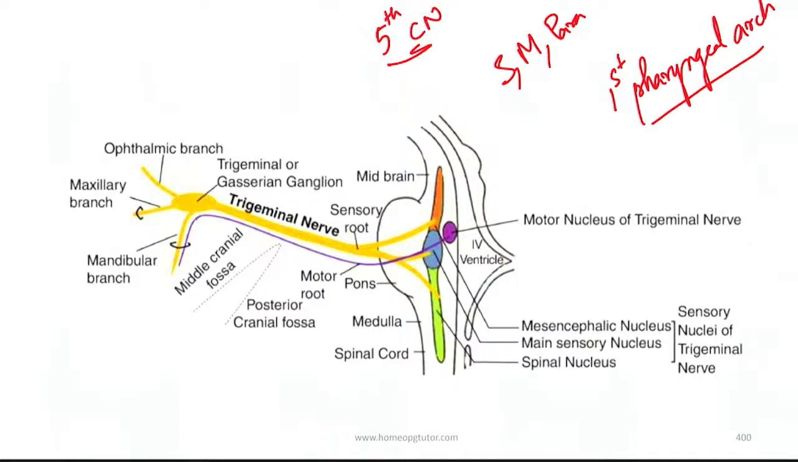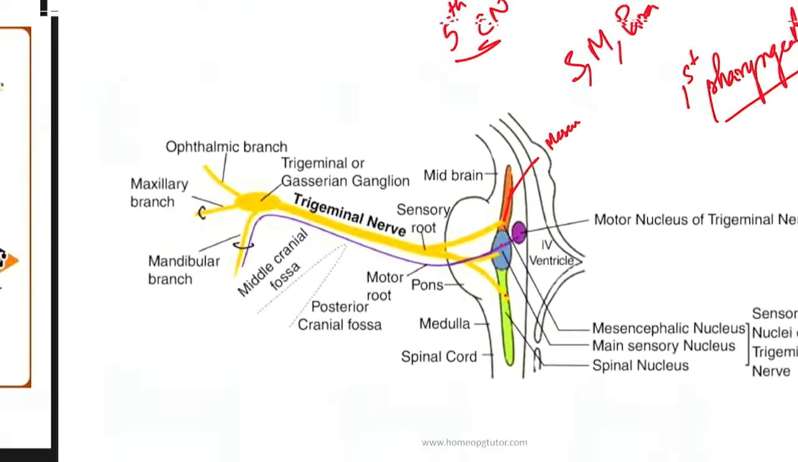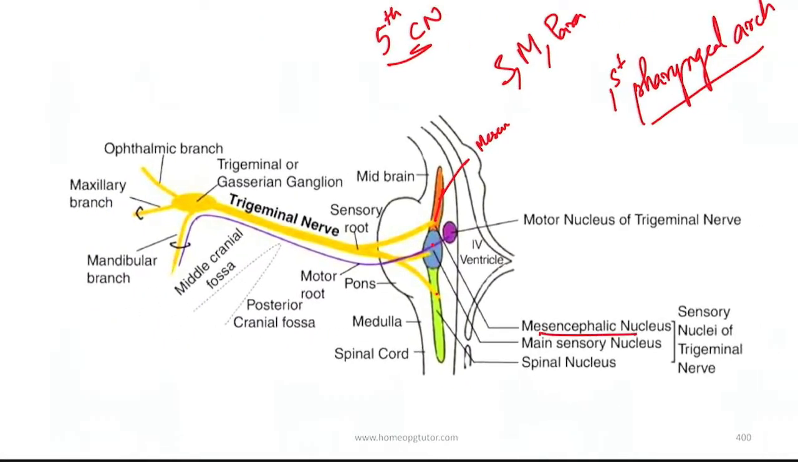Now you need to remember about the course. It has three sensory nuclei. If you can see over here, this orange one, blue, and green. These are sensory nuclei. First is mesencephalic, that is the midbrain. Yeah, it is given over here. It has a mesencephalic nucleus, a main or principal sensory nucleus, and also a spinal sensory nucleus.